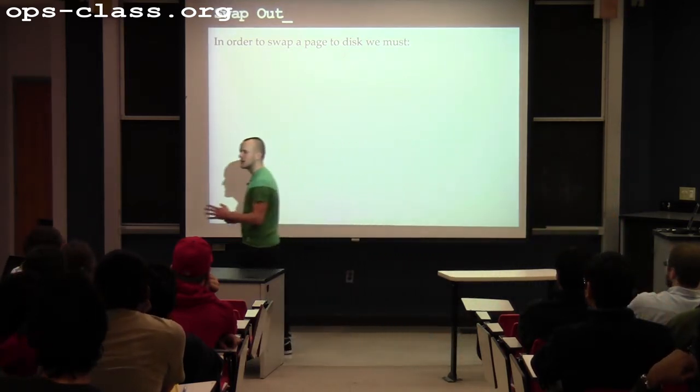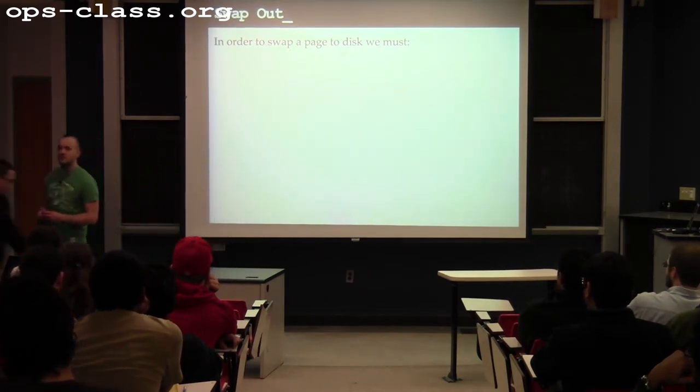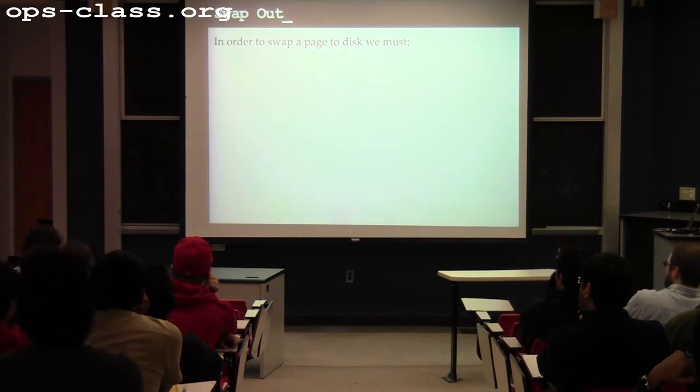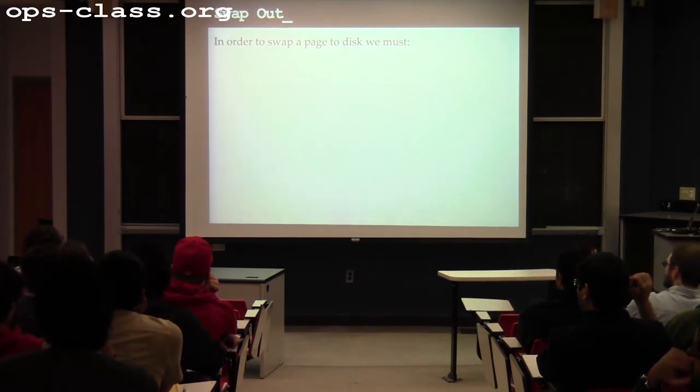I've got a page of memory. I want to move that page to disk. I'm going to remove it from memory. What are the things I need to do here in any particular order? Yeah, what's one of them?